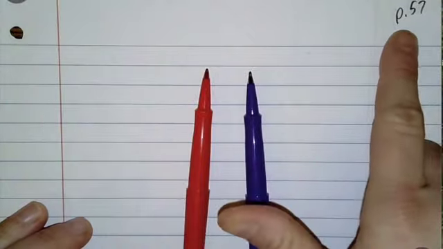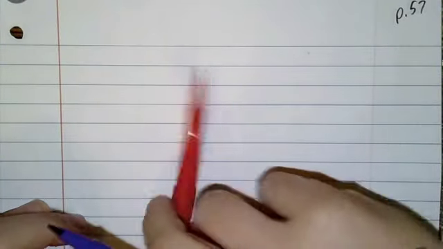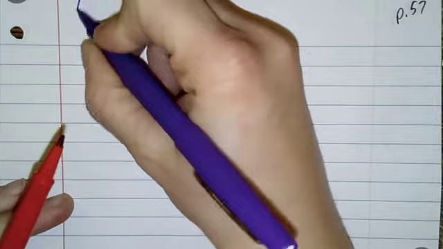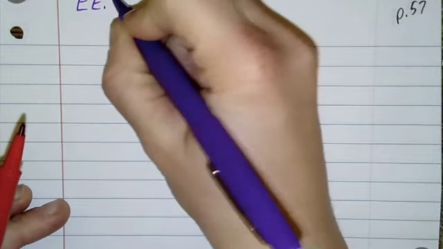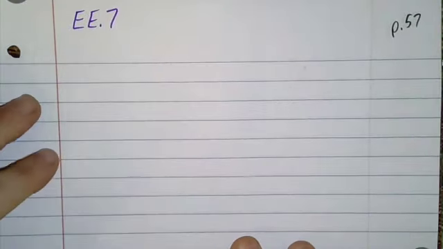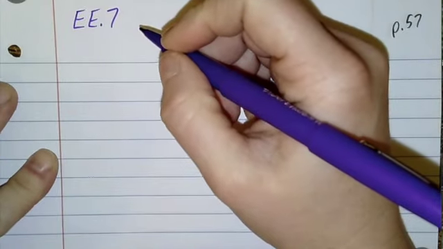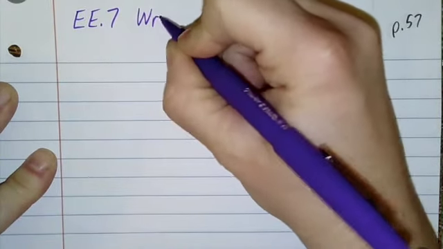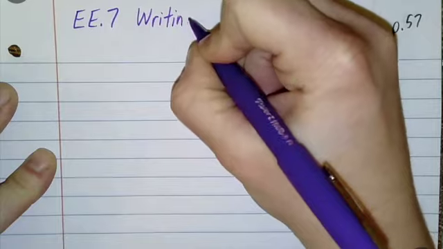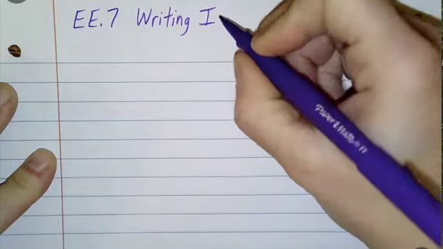This is page 57 in our notes, and this is standard EE7. EE7, you're writing inequalities and graphing on a number line. So there's two parts to this standard.